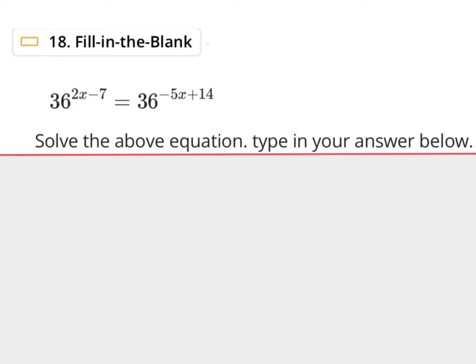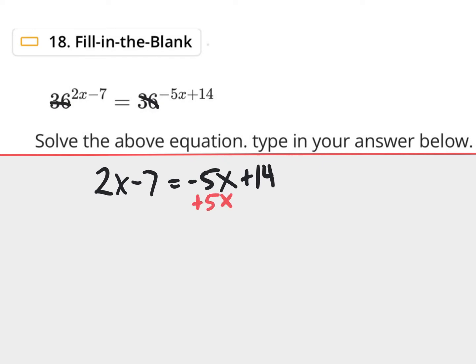So we have an equation here, but our variables are in the exponent position. The key to getting this to be a regular equation with variables not as exponents is to have the same base. If you have the same base, then you could just eliminate those bases and the exponents come down, and that's your new equation. So this looks like a really complicated equation, but it's really a simple algebra 1 equation, because the 36s pretty much just disappear, and you have 2x minus 7 equals negative 5x plus 14, and it's just an algebra 1 problem. Let's get x by itself on one side.